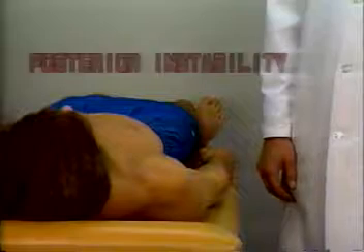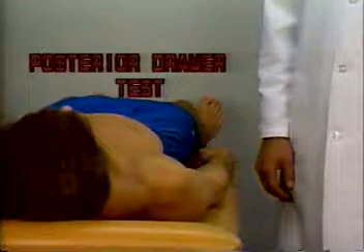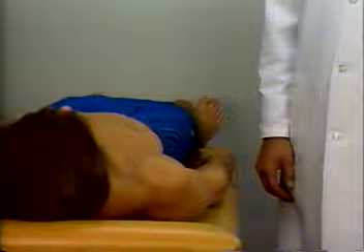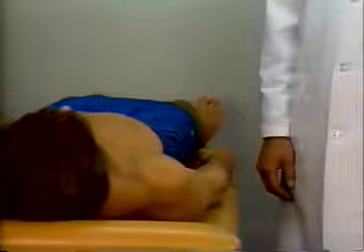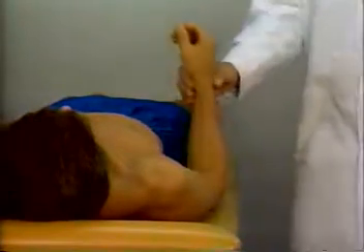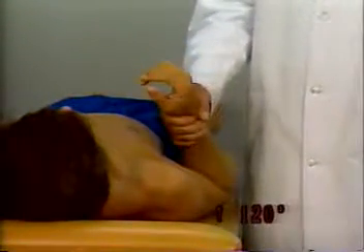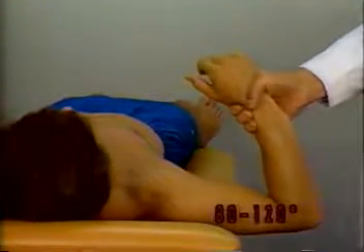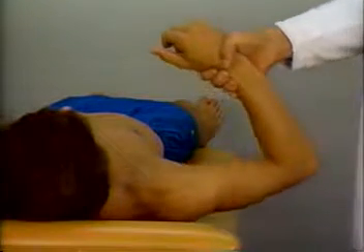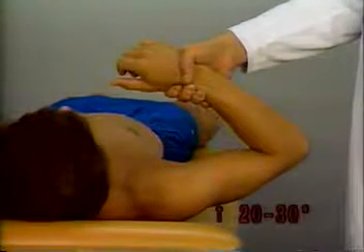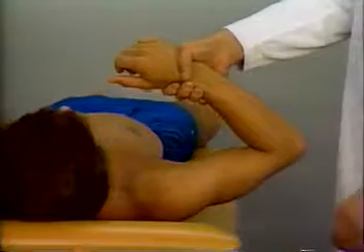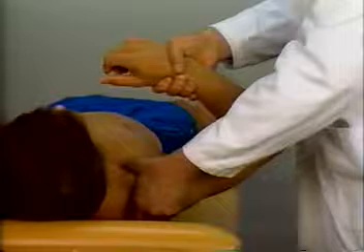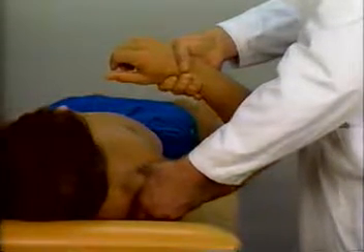Posterior instability. Posterior drawer test. With the patient lying supine and the examiner standing at the side, grasp the forearm and flex the elbow to approximately 120 degrees. Abduct the shoulder from 80 to 120 degrees and flex the shoulder approximately 20 to 30 degrees. With the other hand, stabilize the scapula with the fingers posteriorly on the spine and place the thumb at the lateral border of the coracoid process.